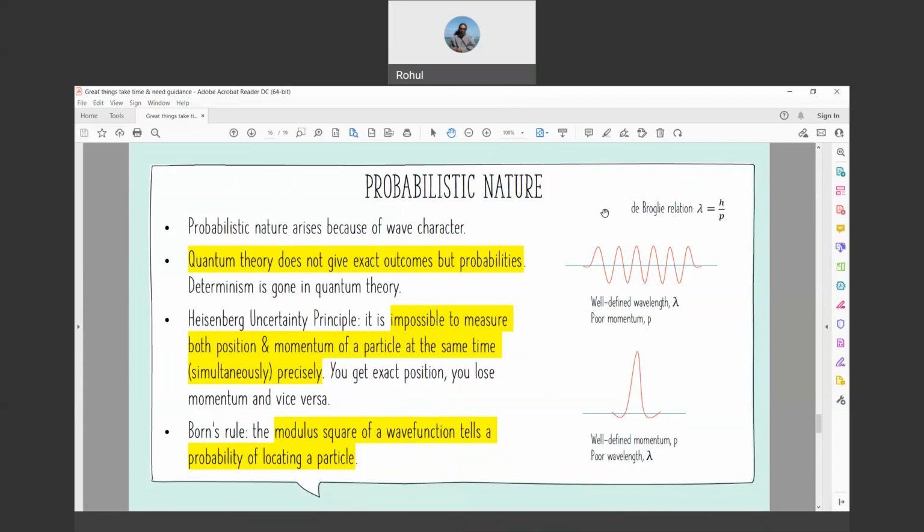So far, the momentum p, a characteristic of particle, and the wavelength lambda, a characteristic of wave, are related by the de Broglie relationship. If you have a well-defined wavelength, you will have a poor momentum, and if you have a well-defined momentum, you will have a poor wavelength.